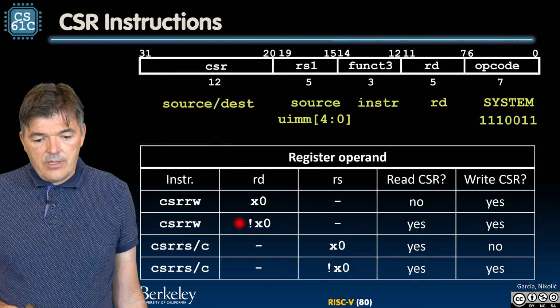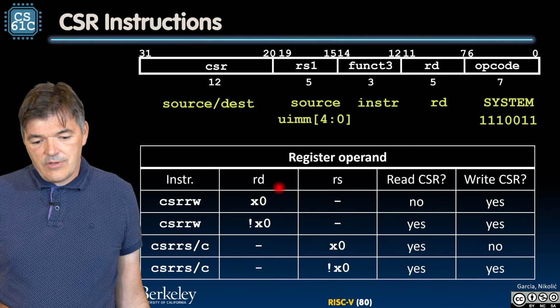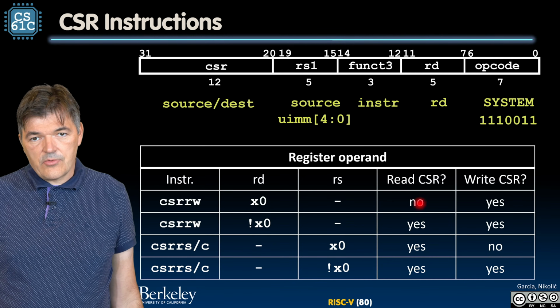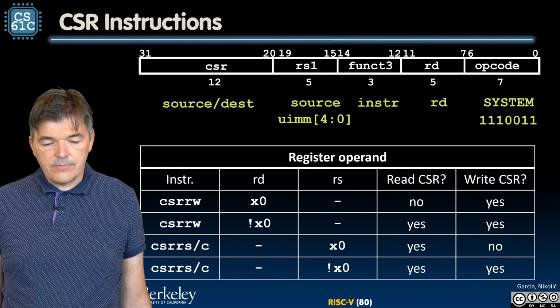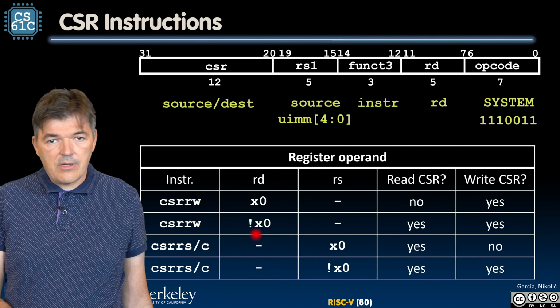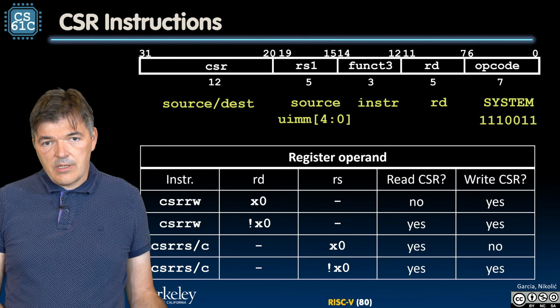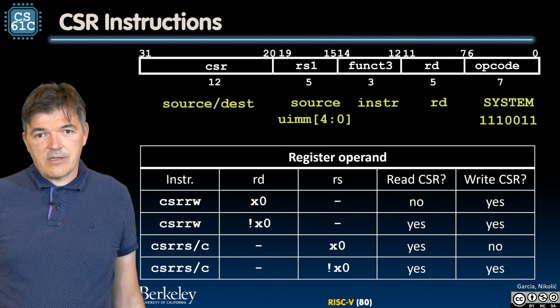That is done when the destination register is any register other than X0. If it is X0, then we are not reading the CSR, because we cannot change the value that is in X0. There are two other variants, CSR read and then set or clear. Those are basically setting or clearing the flag that the CSR has been read.